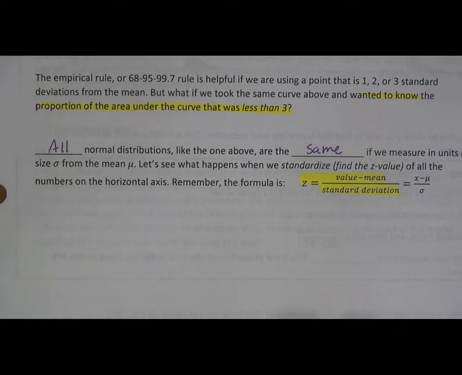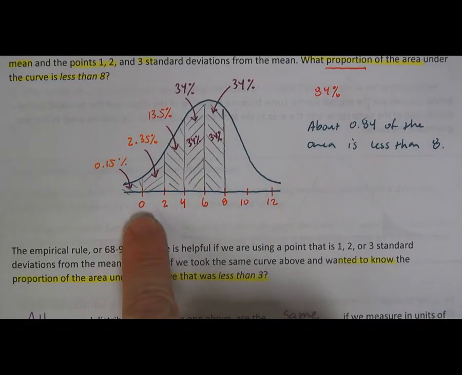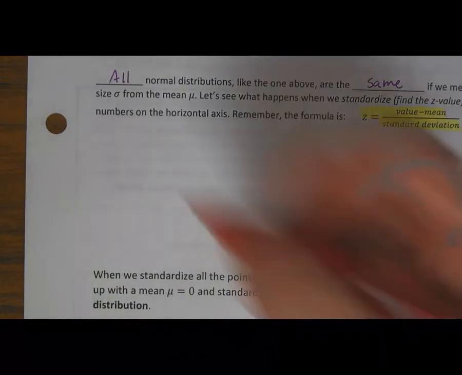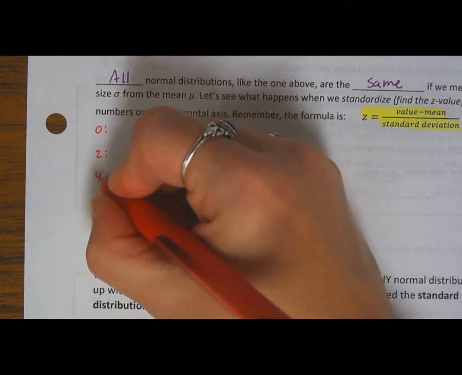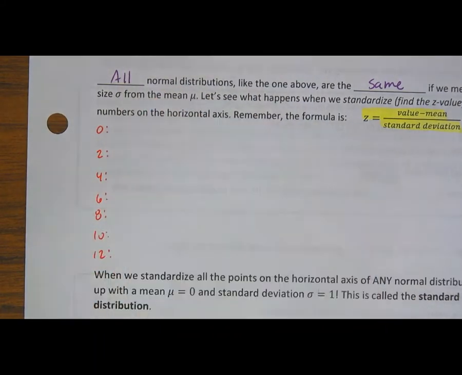I want us to take this curve that we drew with the 0, 2, 4, 6, 8, 10, 12. I want us to find the z-score for each of those numbers, and you're probably thinking, oh my god, I have to use that formula 7 times. It'll go by really fast, okay? We're going to take each of these red numbers that I have, 0, 2, 4, 6, 8, 10, 12, and we're going to standardize them. So here's how I want you to organize your work in this blank space so you know what we're doing. We're going to standardize the number 0, and 2, and 4, and 6, and 8, and 10, and 12.